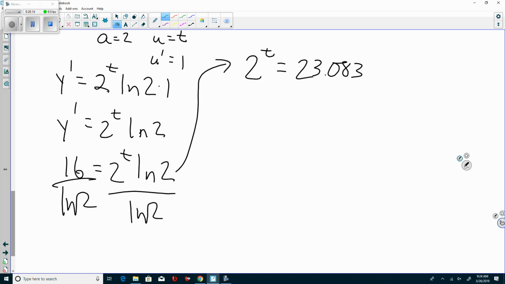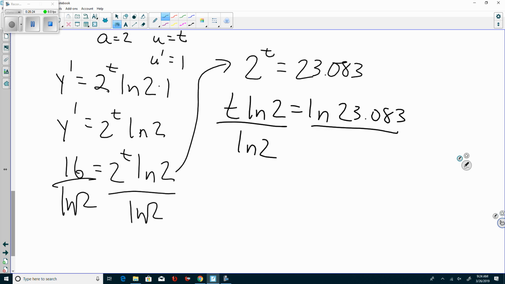Then I'm taking the natural log, so I have t ln 2 equals ln 23.083. Divide by ln 2, divide by ln 2. t has a value of 4.529. So that's the value of t where it has a slope of 16. I went through that kind of quick, but if we have any questions, we can talk about it.